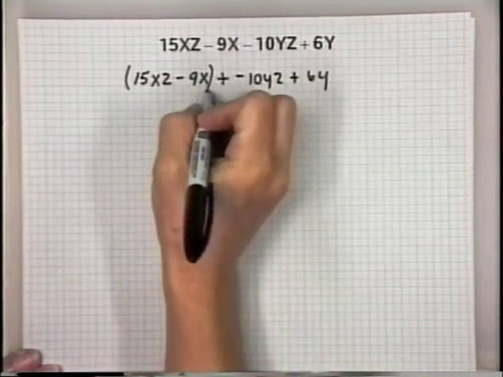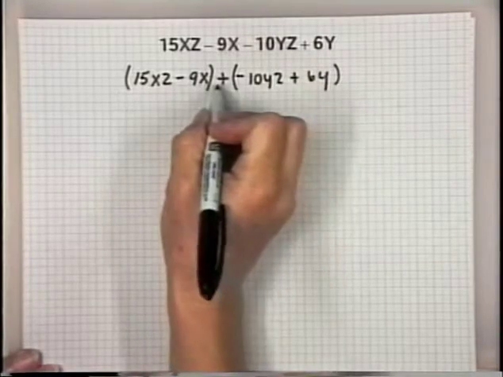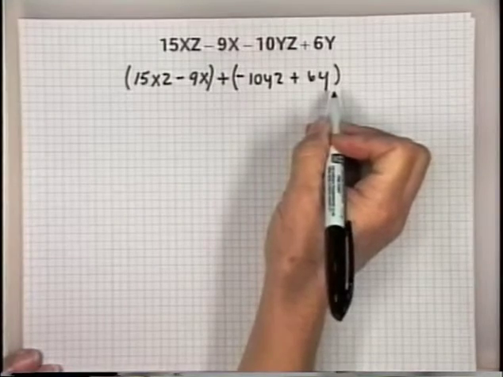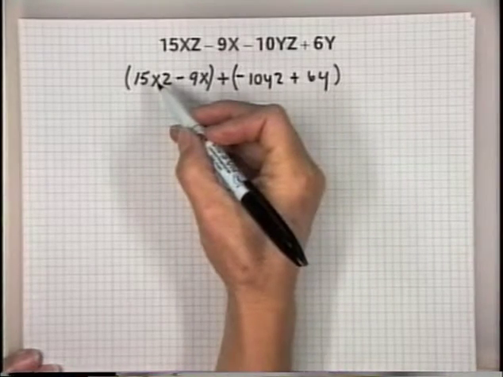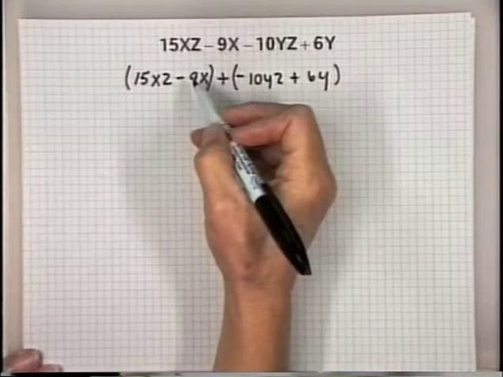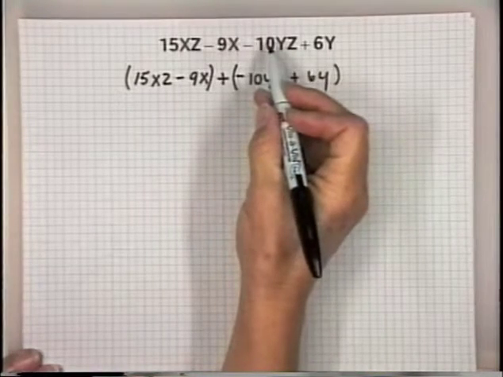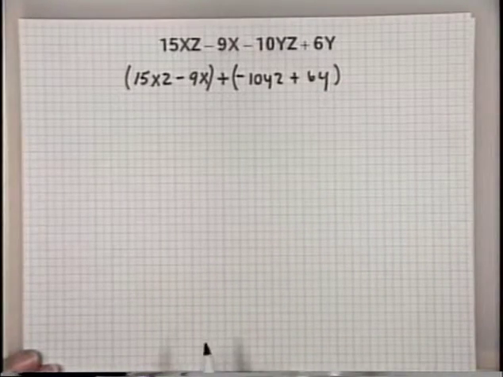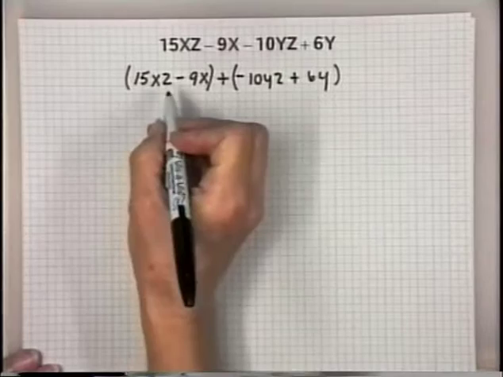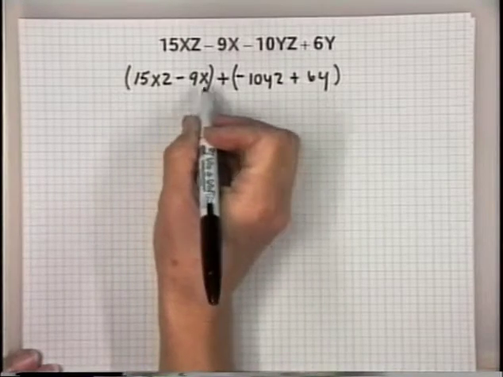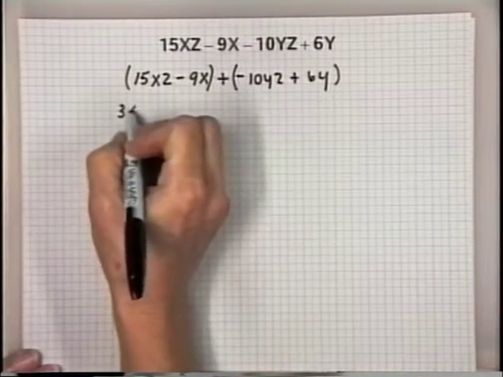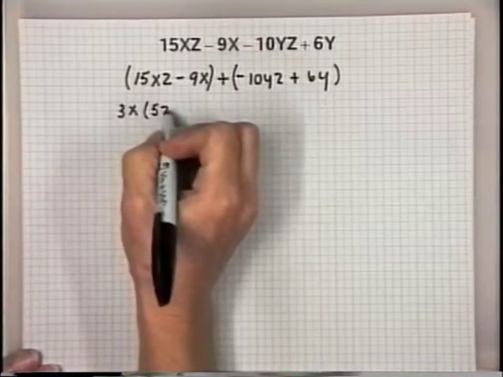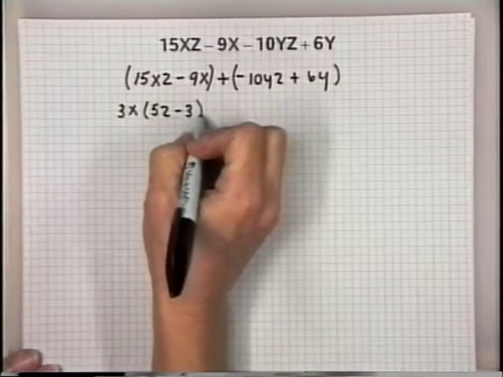That allows me, however, to insert parentheses around this plus sign. And if you check at this point, if you were to remove your parentheses, you would have 15xz minus 9x. This would give you your minus 10yz, and you would still have a plus 6y. So our problem is correctly grouped. In this first grouping, I have a common factor of 3x. Factoring out 3x, I get 5z minus 3.